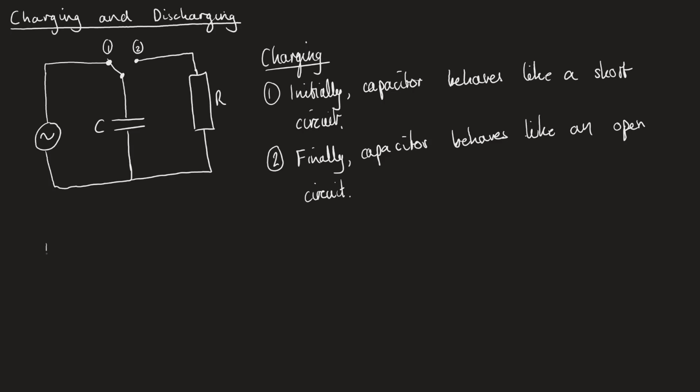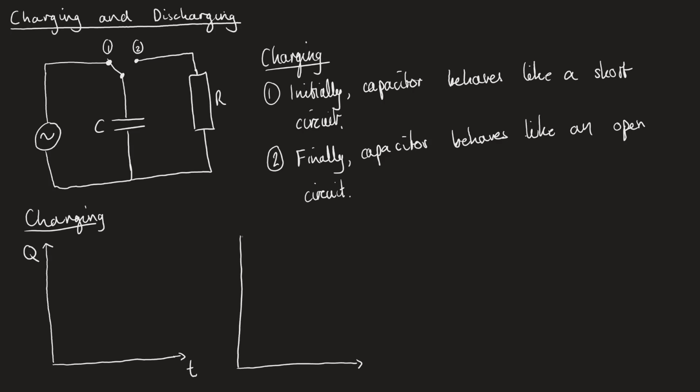So this is what we see when we take these measurements. Let's draw one graph. Let's label this as the charging graphs, because they will be different to the discharging graphs. Let's say this is how the charge on the plates varies with time. Let's have one here, which is how the potential across the plates varies with time. And then a final one here, which is how the current on the plates varies with time.